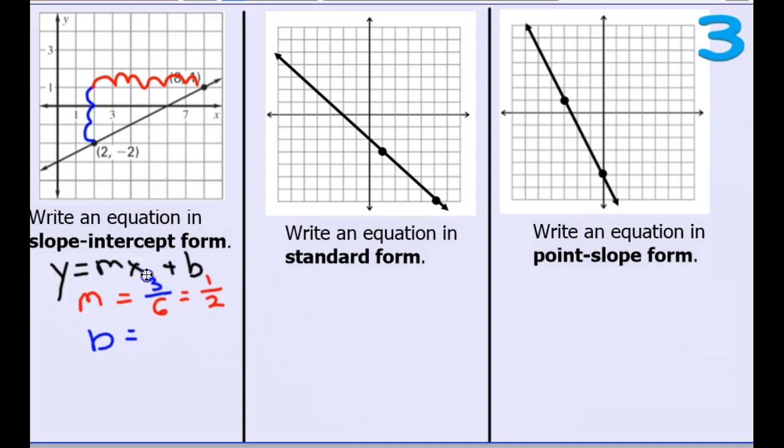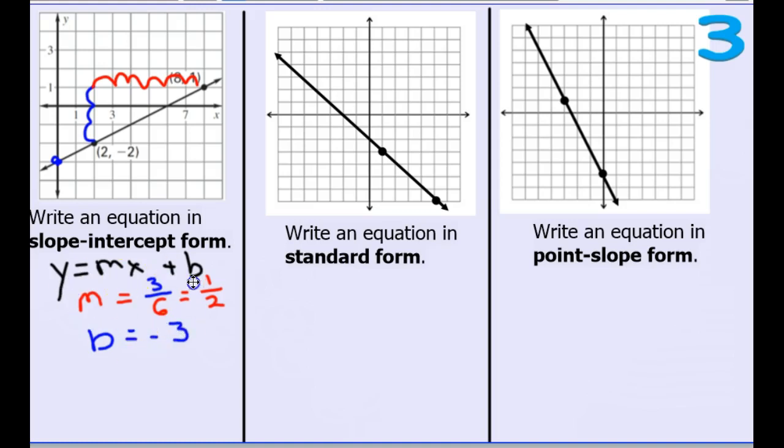Our b is going to be where the line crosses the y-axis. So where the line crosses the y-axis is right here. That's down -1, -2, -3. So our b is -3.